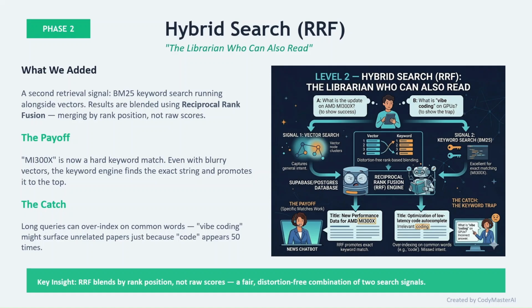There's also a catch, the keyword trap, to be mindful of when implementing this method. While method 2 increases recall, finding the specific term, it can sometimes decrease precision. If a user asks a long, complex question, the keyword engine might overindex on a common word and pull in a completely irrelevant article just because that word appears frequently. For example, a query about vibe coding might accidentally surface a technical paper about low-latency code autocomplete simply because the word code appears 50 times. It found the keyword but missed the intent.